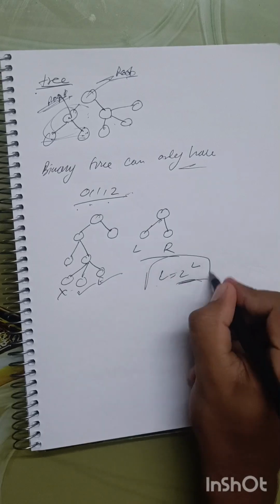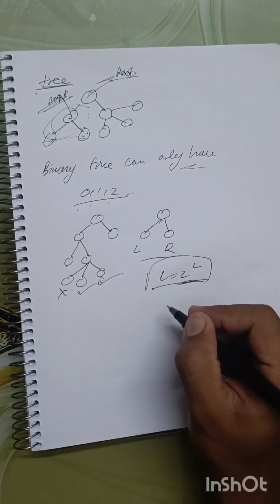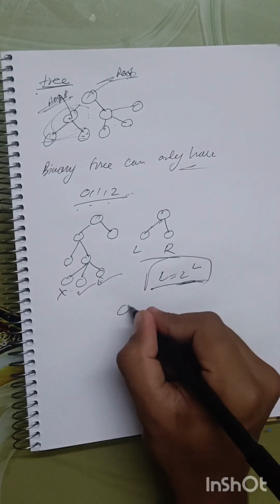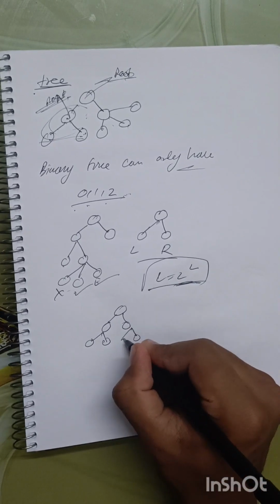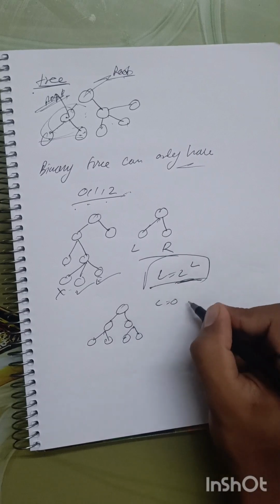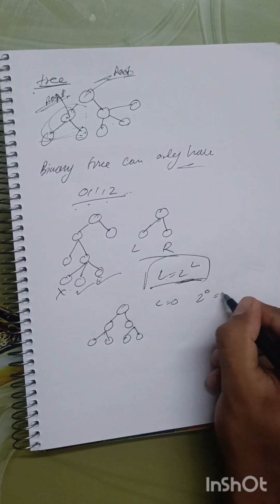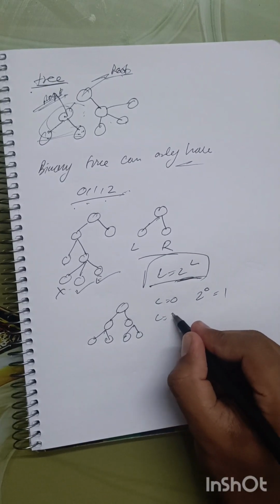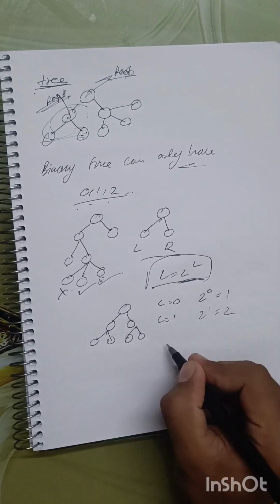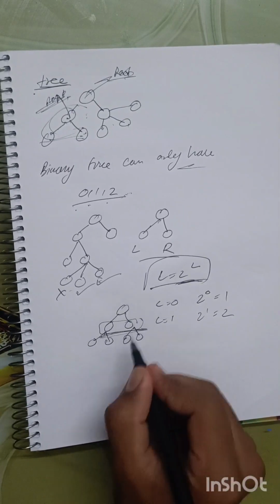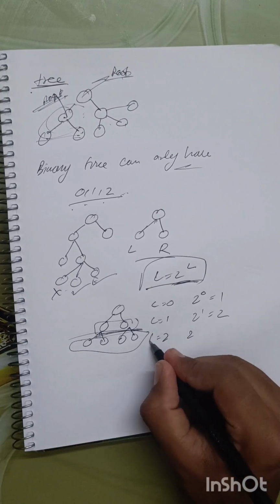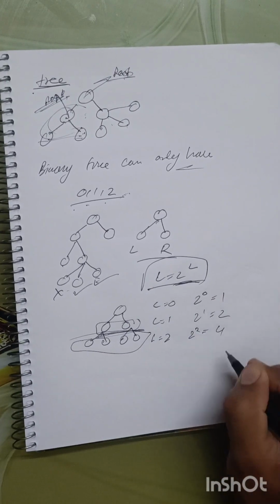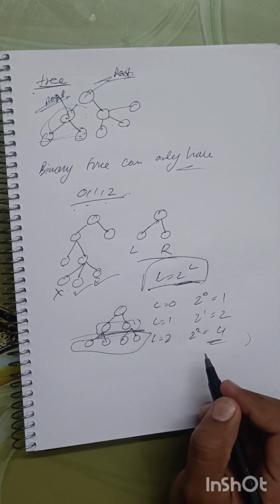If L is the level, the maximum number of nodes is 2 raised to L. This is the equation to find the maximum number of nodes at any level. For example, this is level 0, so it will become 2 raised to 0, which is 1. This is level 1, so it will become 2 raised to 1, which is 2. There are 2 nodes. And this is level 2, which means 2 raised to 2, that is 4. So this is one of the properties.